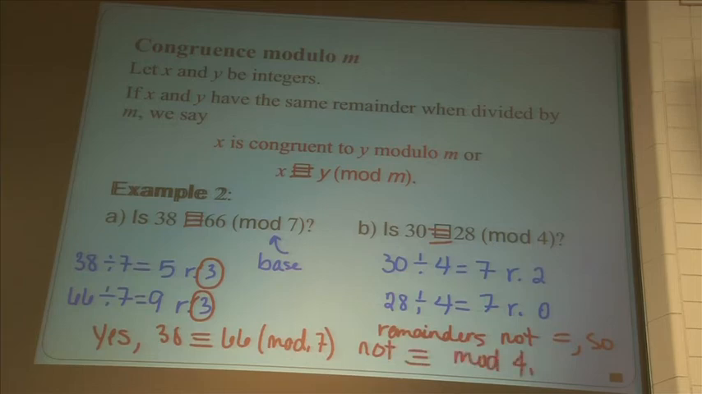Okay. Mixing up the vocabulary there. The remainders themselves are not equal, so the original values are not congruent.